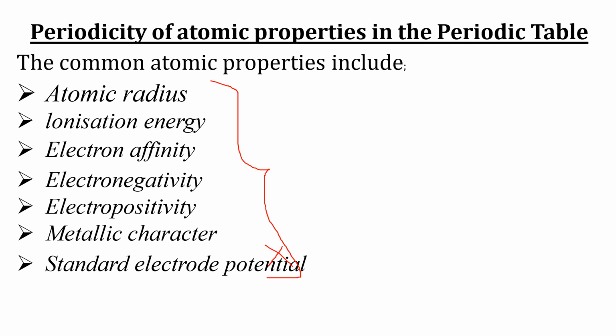So we are going to be looking at atomic radius, ionization energy, electron affinity, electronegativity, electropositivity, metallic character, standard electrode potential. Now notice that all of these variables have the same structure of explanation. That's what makes it easy. So I'm going to give the structure of explanation in the next slide, but you must know that they have the same factors that we look at while we are marking them. So pay attention as we proceed to the next slide.